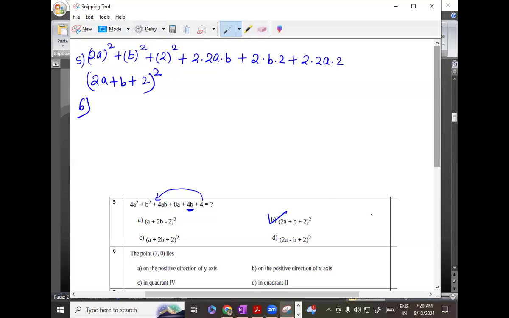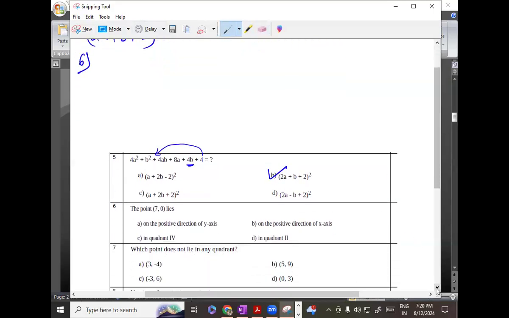Then question 6, taken from your coordinate. Sir, it lies in the fourth, first, A. It lies on the positive direction of y-axis. Sir, B. Do you know, A is on the positive direction on x-axis. Y coordinate is 0, then the point is x, 0, right? Which one is correct? On the positive direction y-axis, on the positive direction x-axis. It means this point lies on x-axis.